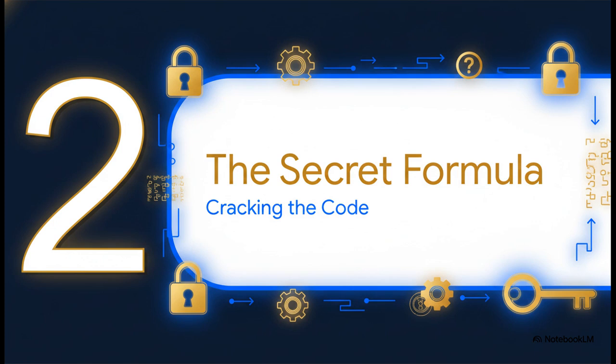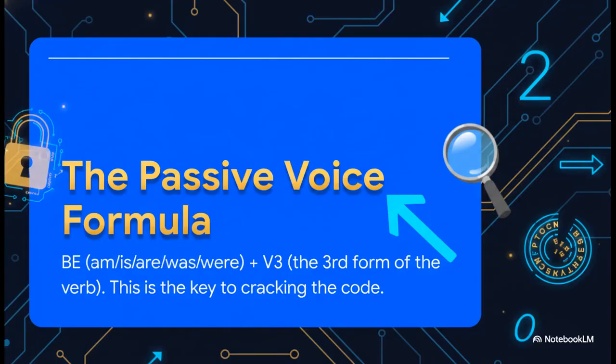Every good detective story has a secret code to crack. And guess what? This one's no different. Once you learn this one simple formula, you're going to have the master key to unlock the entire mystery of the passive voice. And here it is, the big secret. The secret code is B plus V3. That's it. V3 is just the third form of the verb, what some people call the past participle. But that's the whole secret, right there. Just remember this, B plus V3.